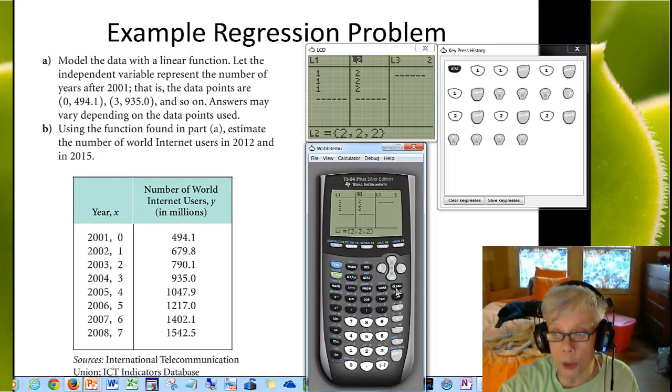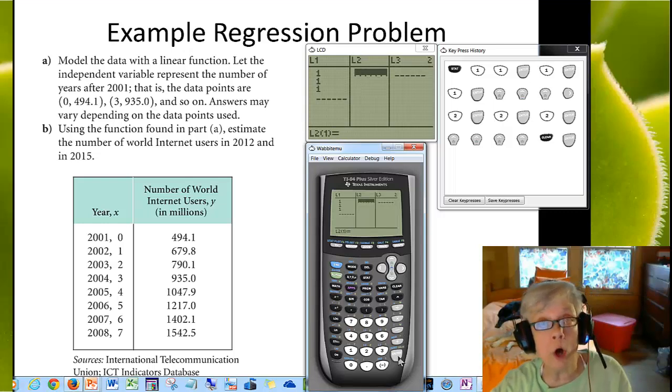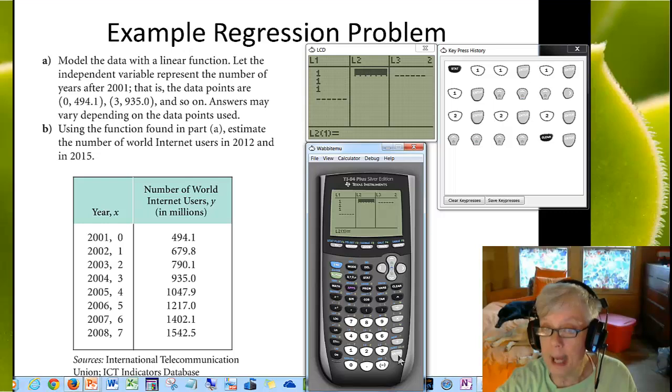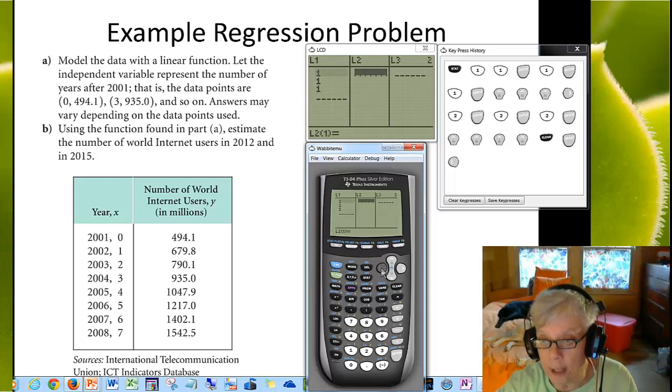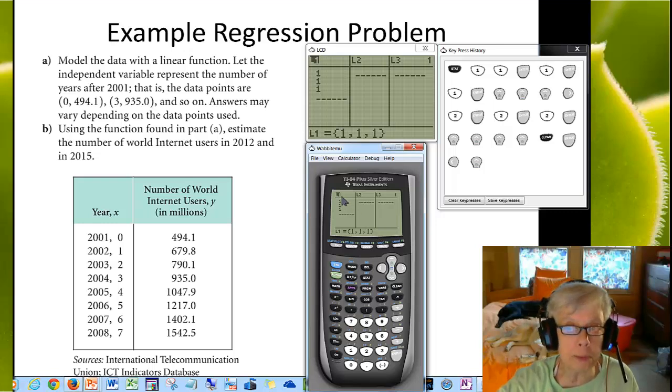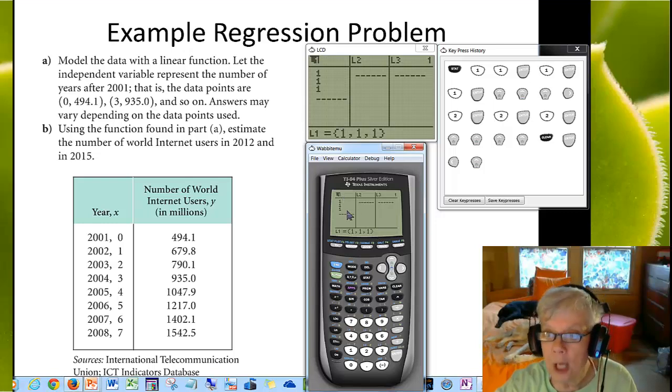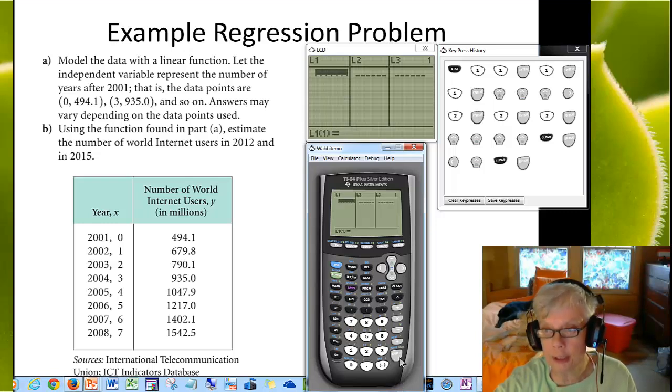Then I'm going to push clear and enter. Notice that makes all of my data go away. Now I'm going to push the left arrow key. I'm going to push the up arrow key so that I can go up to where L1 is highlighted. And again, I'm going to push clear, enter. And that's how I've cleared all the previous data.